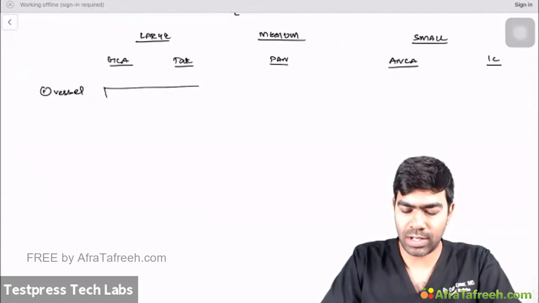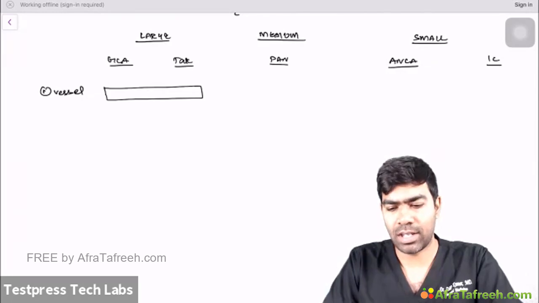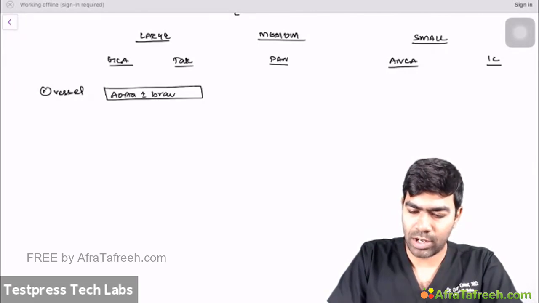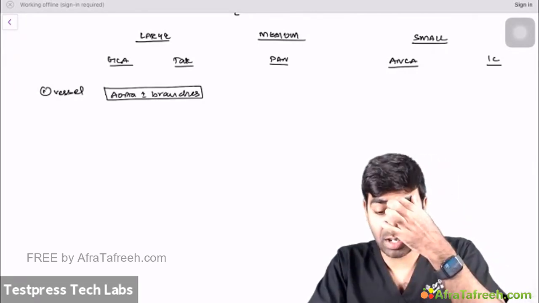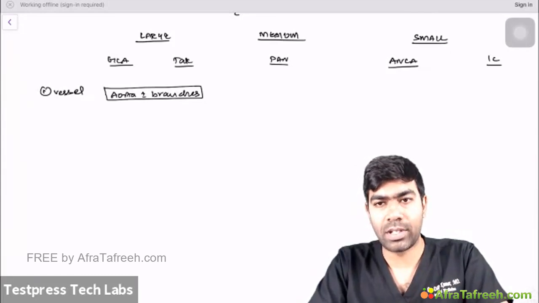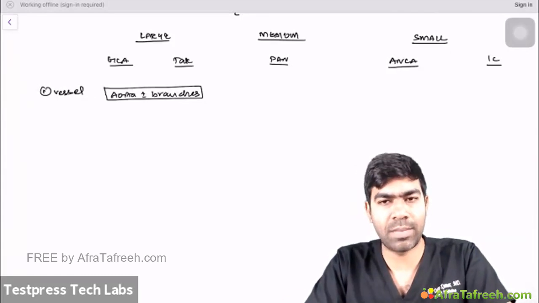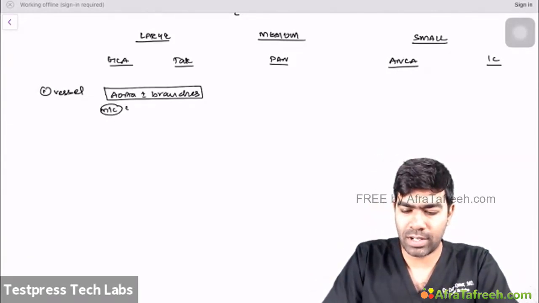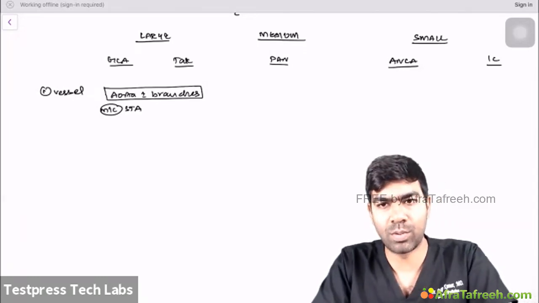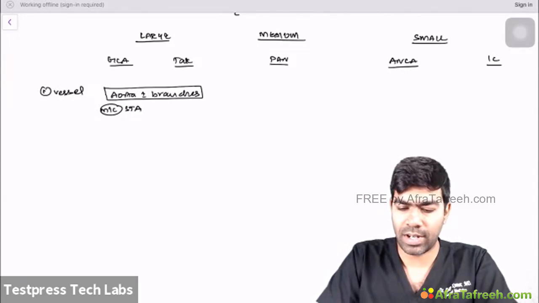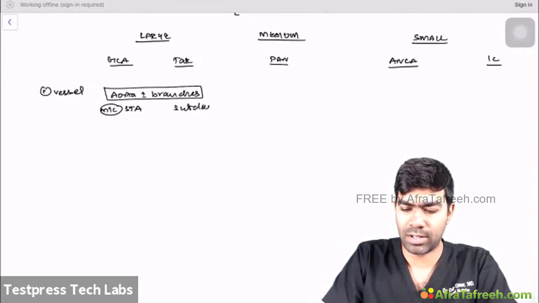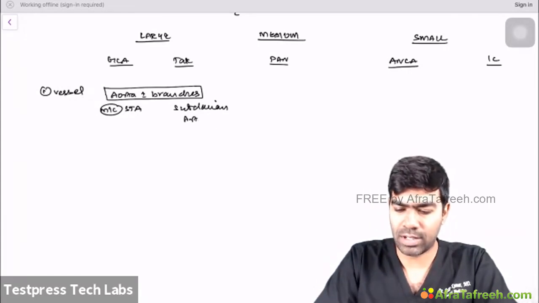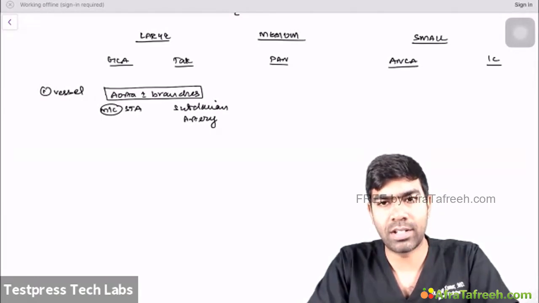The most important vessel that is affected in GCA or Takayasu arteritis is the aorta and its branches. Aorta and its branches are the vessels that are typically affected in a large vessel vasculitis. Its ability to affect the aorta is the reason why it is called large vessel vasculitis. But remember, the most common vessel affected is different. In giant cell arteritis, it's the superficial temporal artery, otherwise referred to as STA, whereas in Takayasu arteritis, it is the subclavian artery.